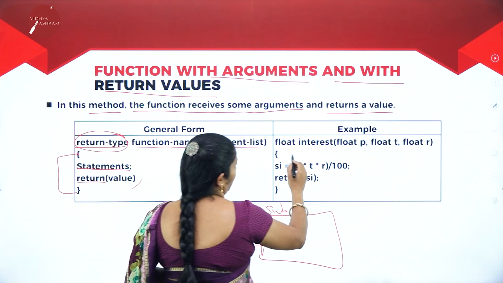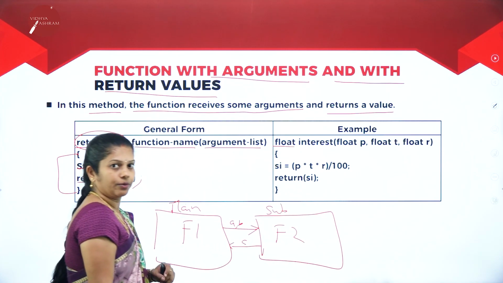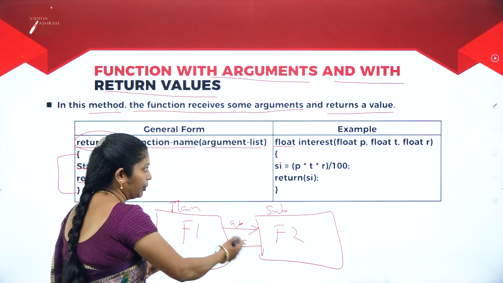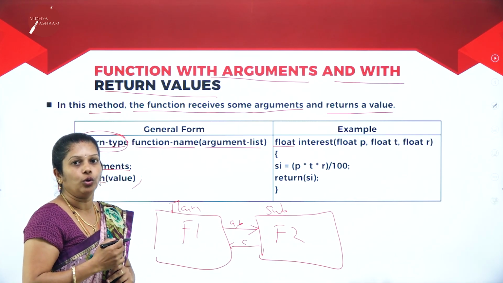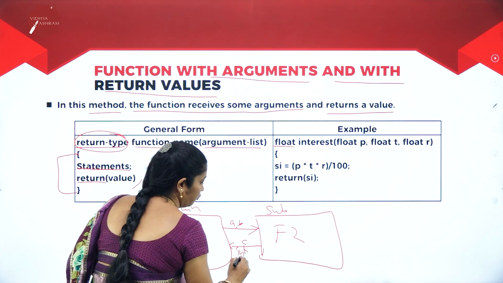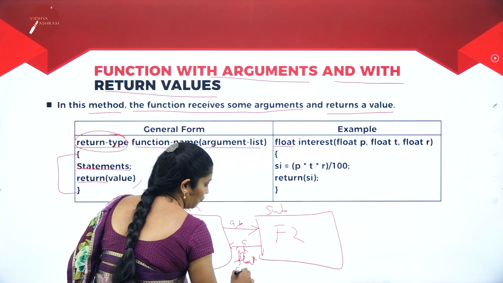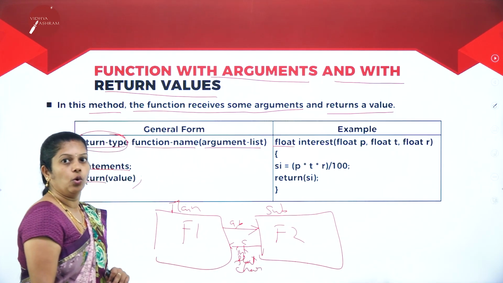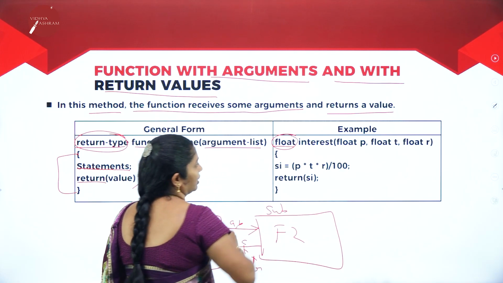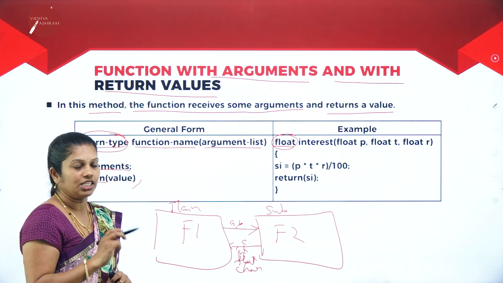And in the example, if you observe, here we have given float. What do you mean by this float? After calculation in this subprogram, we want to generate the result in float format. It may be integer format, or float format, or character format. Whichever format you want, you can generate here. That is nothing but the return type specifier. Here we have given float.